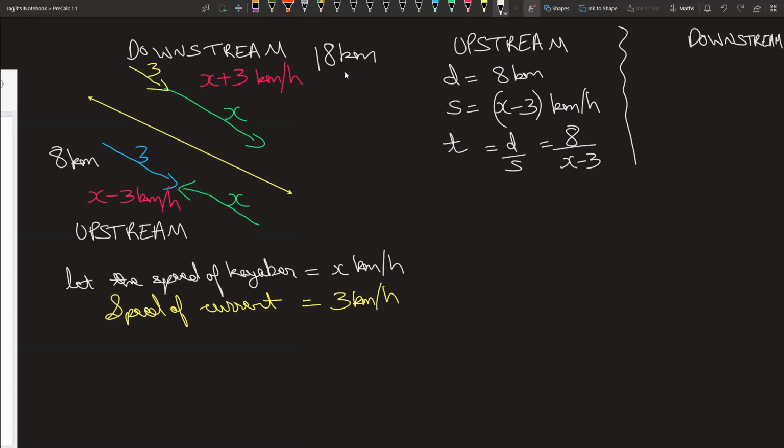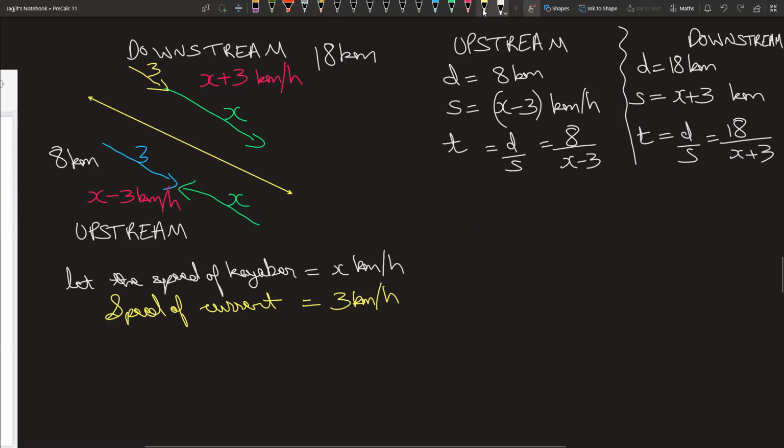What about the downstream part? Going downstream, they traveled 18 kilometers. And my speed is going to be X plus 3, because the speed of the current adds on to the speed of the kayaker. The time taken going downstream is distance over speed, so it will be 18 over X plus 3. If you read the question, it said they took the same time going 8 kilometers upstream as 18 kilometers downstream, which means the time is the same.